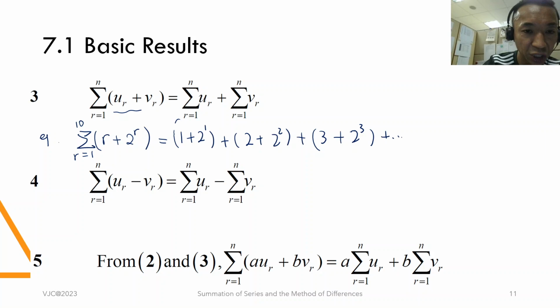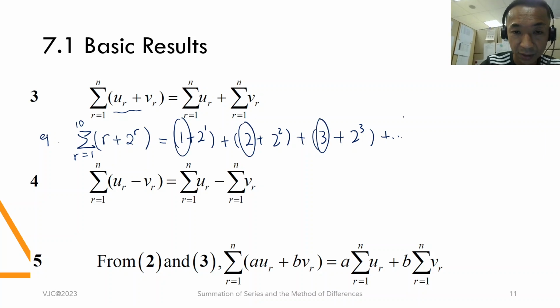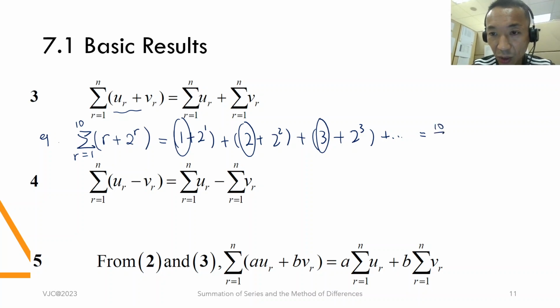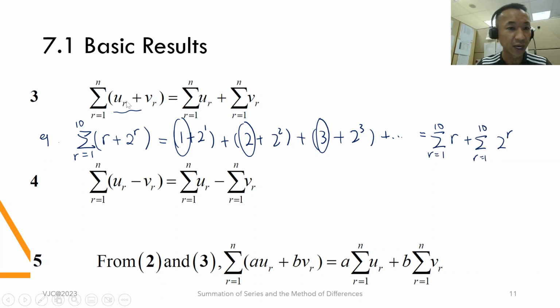Now, you can actually group 1, 2, 3 together, correct? And you will actually get this thing. You can split up the summation and say this is the sum of r plus the sum of 2 to the power r. So no matter what is the expression for u_r, v_r, you can, in inverted commas, split up the summation. Now, of course, I don't think I want to illustrate the minus. It is quite simple.